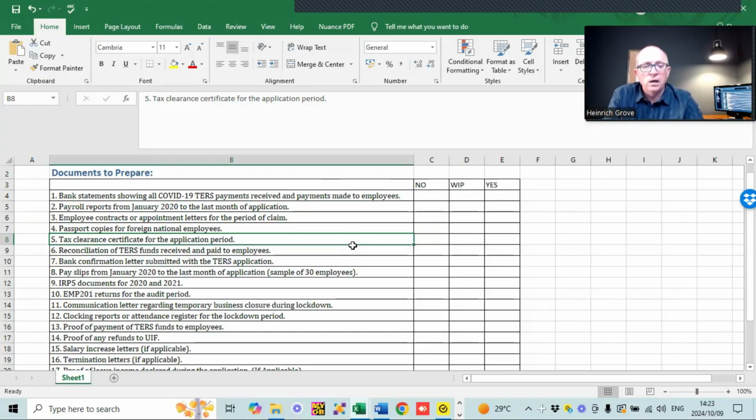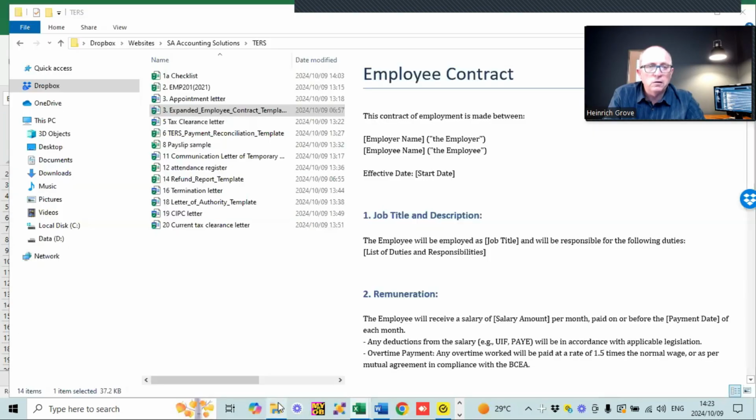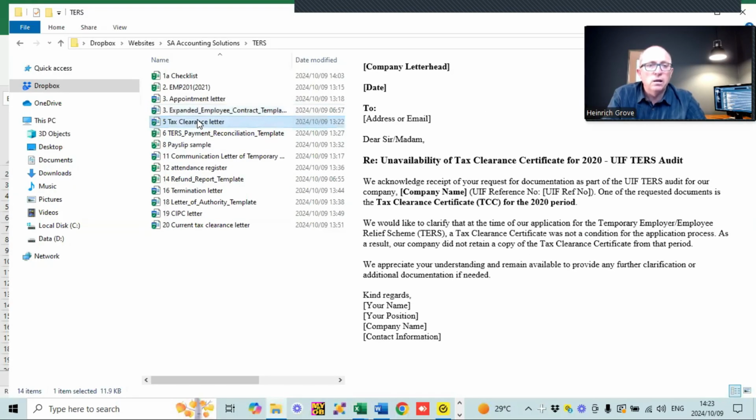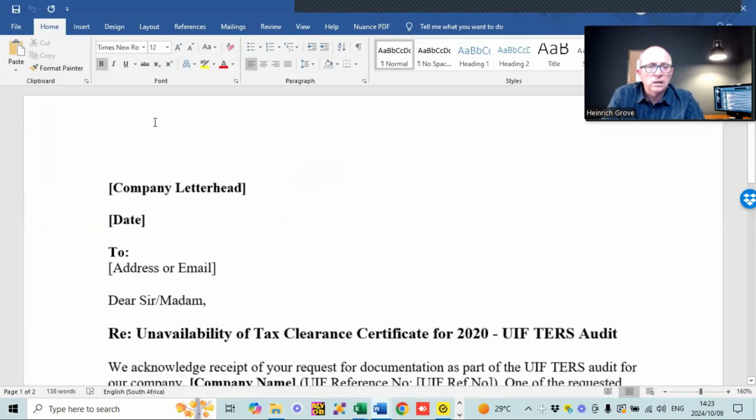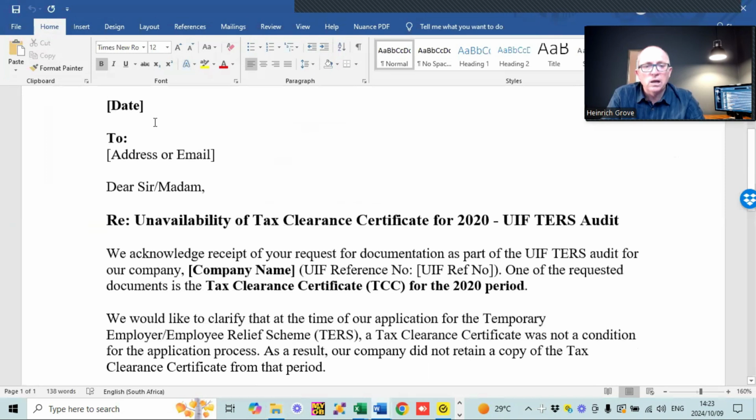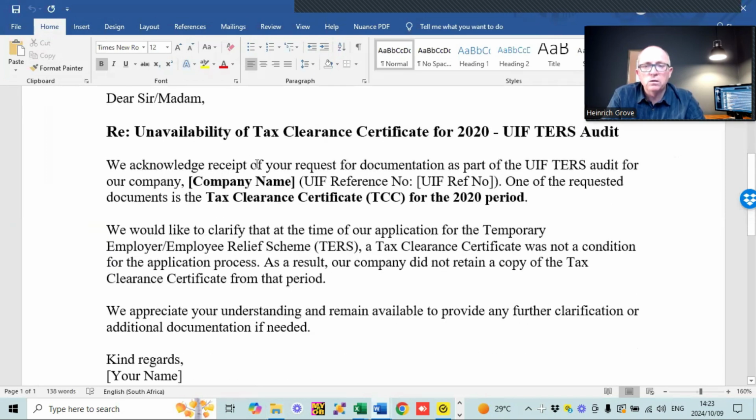So if for some reason you do have your tax clearance saved for that period, just save it inside that folder, reference it number 5, it's fine. If you don't have that, I've prepared a letter for you that you can also use. And then for this number 5, you're just going to put in your details from your business in here. Just to say, listen guys, here's my letter, here's my date, whoever it is, unavailability of my tax clearance certificate for the UIF TERS audit.